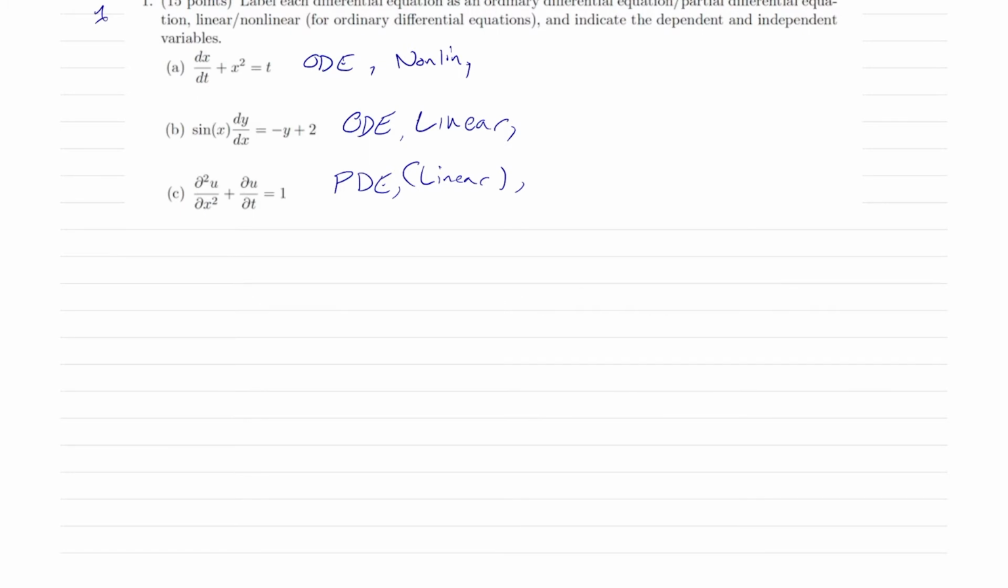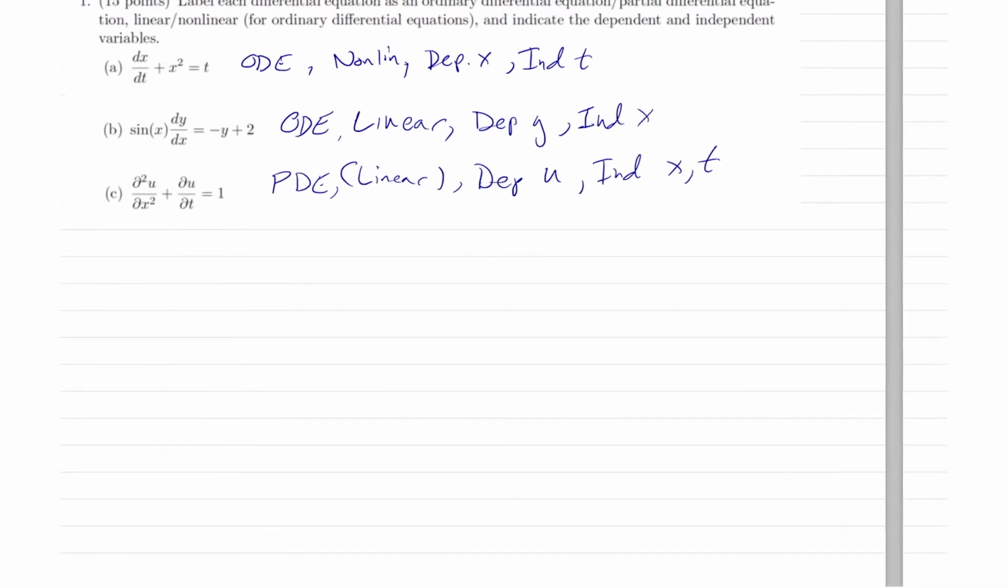Indicate dependent and independent variables. So here we have a dependent variable of x, an independent variable of t. Here we have a dependent variable of y and an independent variable of x. And here we have a dependent variable of u and an independent variable of x and t. Alright, and I think that's everything. Yep. Okay, so question 1, not too bad. We're 15% of the way through the exam.